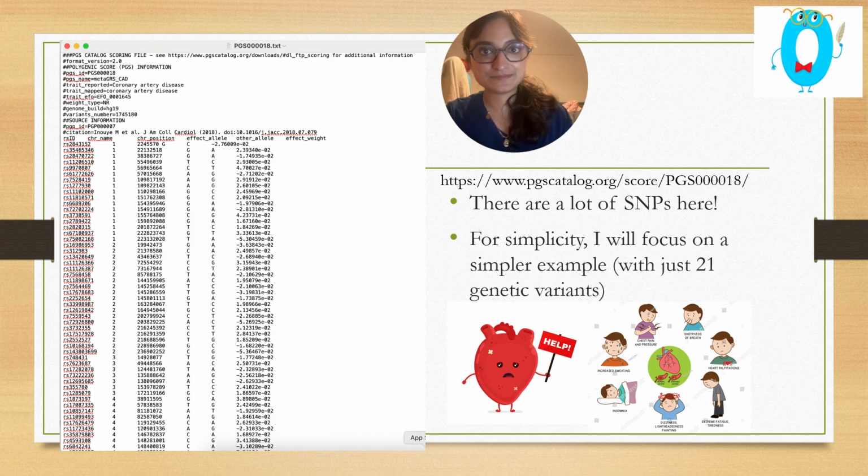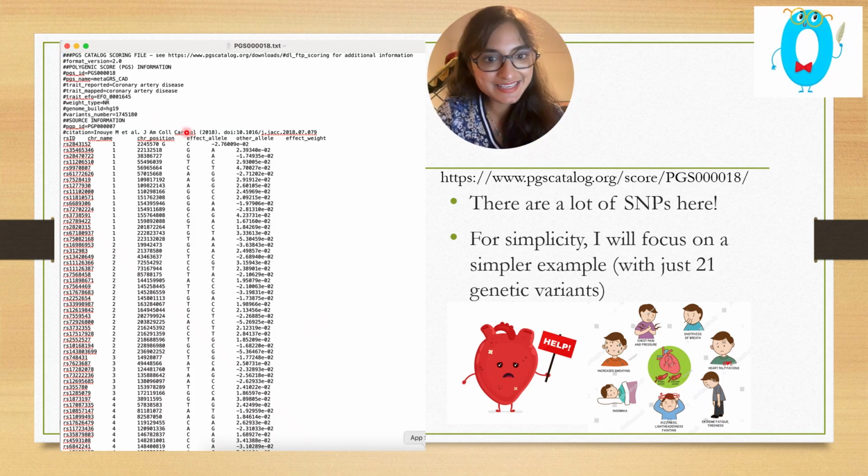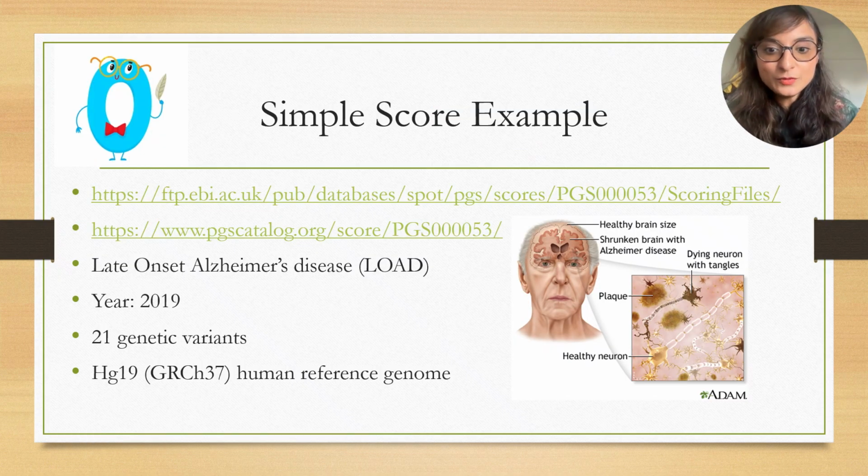But you'll also see how, for this example, they have effect allele and other allele. And then in the simpler example that I will show, they don't have the other allele mentioned, but that just really depends. They do have the effect allele and effect weight. Some score files will have effect allele and other allele information, and some may just have effect allele only and effect weight. I just wanted you to see that. So in this example, I'll be working instead on a simple score example, which is so much simpler. It is the polygenic score with the ID 53 here.